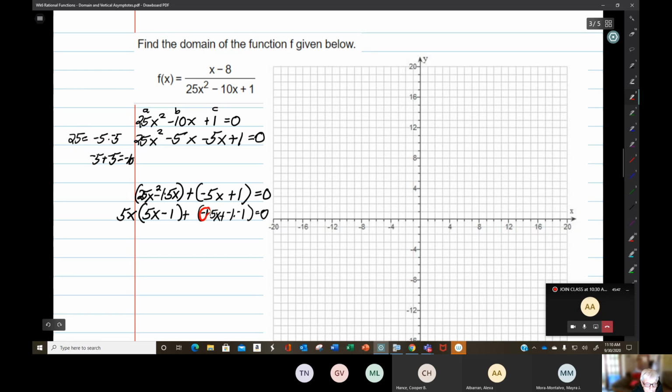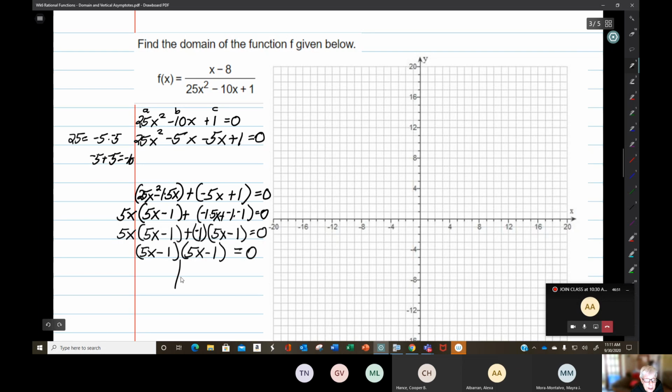I'm just going to say there's a negative 1 GCF. And so on my next step down here, I'll have 5x times 5x minus 1 plus negative 1 times 5x plus negative 1, which is negative 1, equals 0. Now 5x minus 1 becomes the GCF. 5x minus 1 times the leftovers, 5x plus negative 1, which is 5x minus 1, equals 0. Yes, indeed.